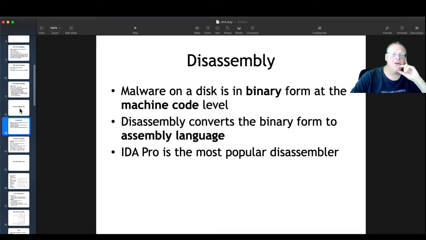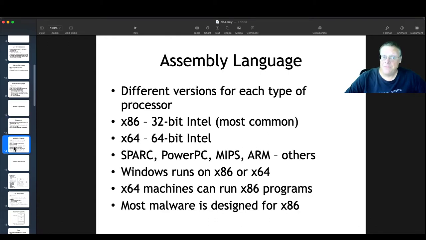So reverse engineering is the process of taking a binary executable and figuring out what it does somehow, even though you do not have the source code, which would be the normal way to find out what it does. So you turn it into assembly language with a disassembler, IDA Pro being the most popular example, and then you read that. The assembly language comes in various versions for different processors. The one we're going to do in this class is almost all x86 code, which is the most common for malware. So it'll run on 32-bit and 64-bit machines, but 64-bit code is becoming popular, and there is some for ARM coming out now.